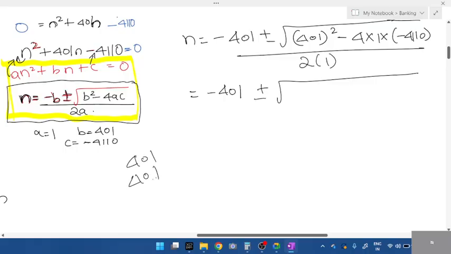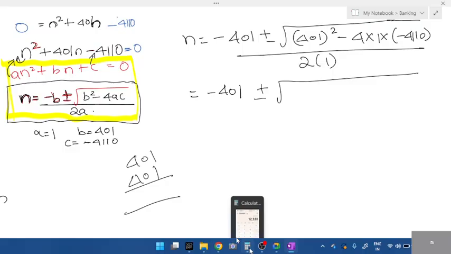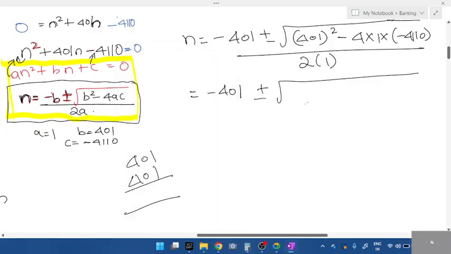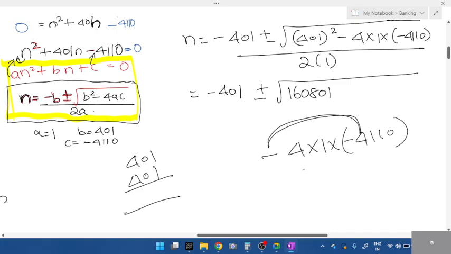401 into 401. So multiply this, students. I'll just use the calculator. Multiply 401 into 401. Very good. 160,801. Next, you need to multiply 4 into 1 into this one. Look here. Minus 4 into 1 into, in bracket, minus 4110, students. First multiply the sign. What is minus into minus? Plus. 4 ones are 4. Then you have 4110. Open the bracket.